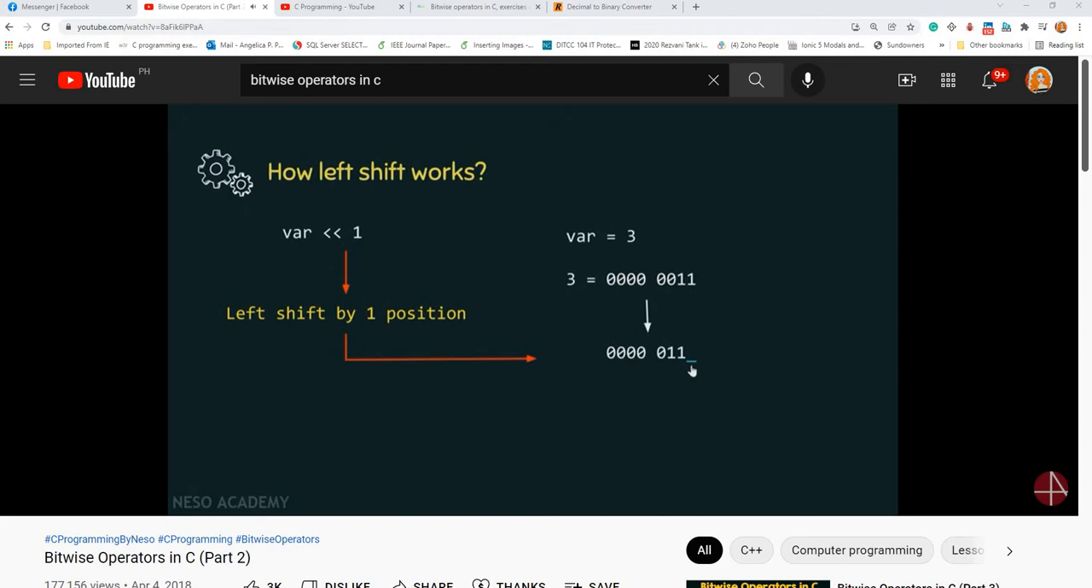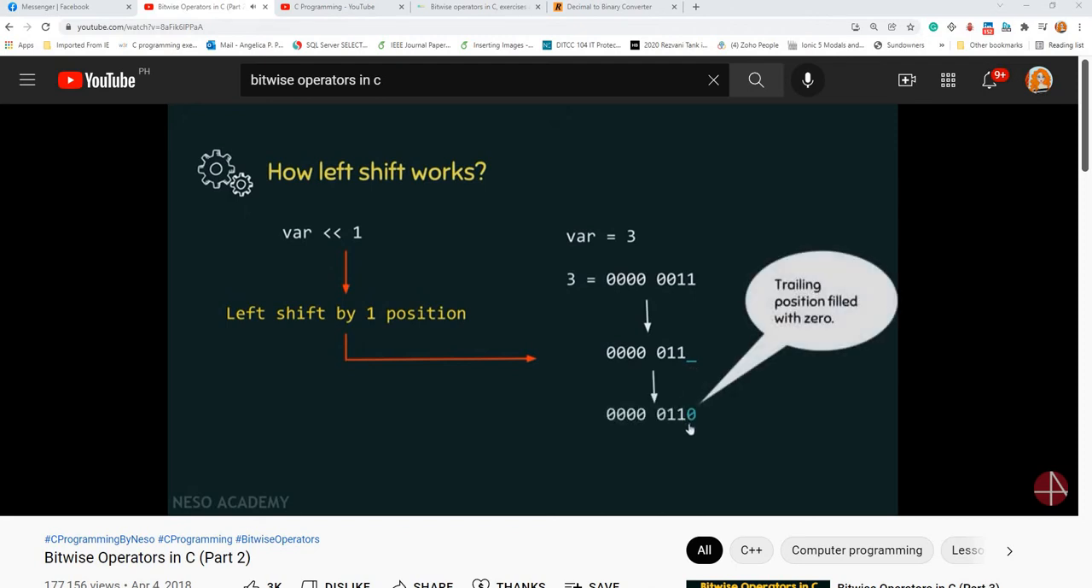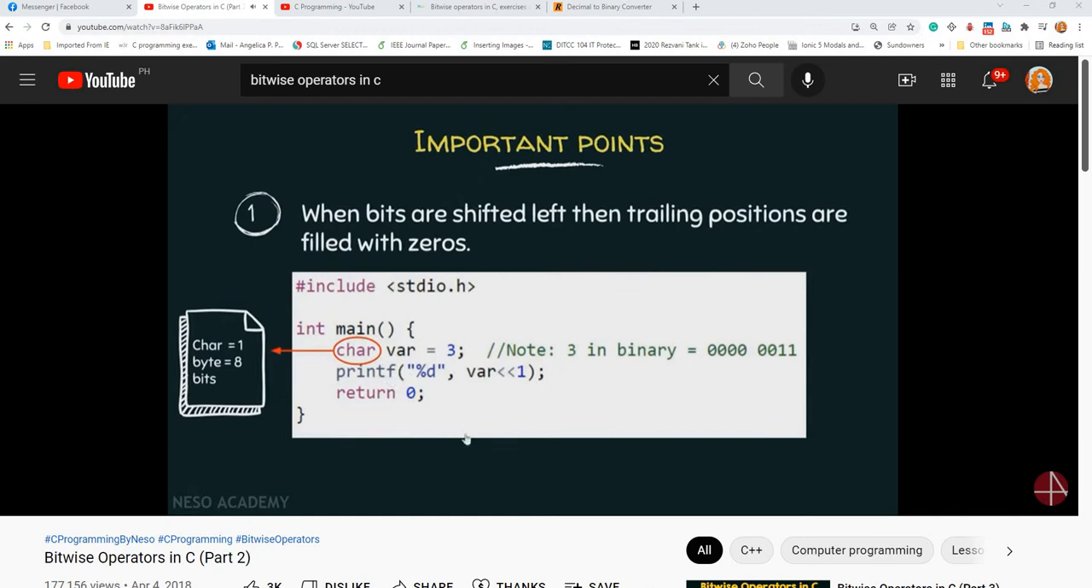Now what is going to get filled over here? This trailing position will get filled with 0. Therefore the final result we got is equal to 6. Isn't that so? Because 6 is the decimal representation of this particular binary representation. So the final output of this particular program is 6.